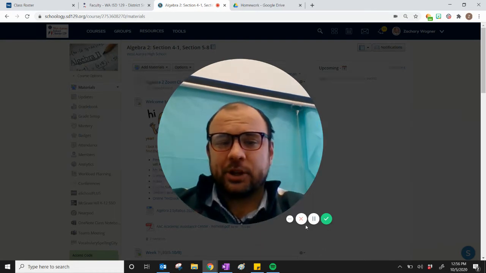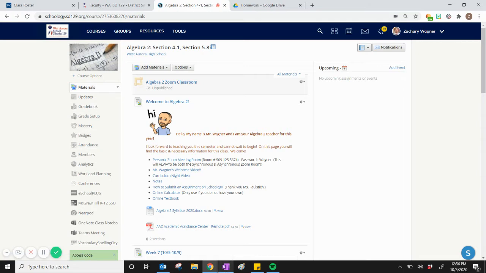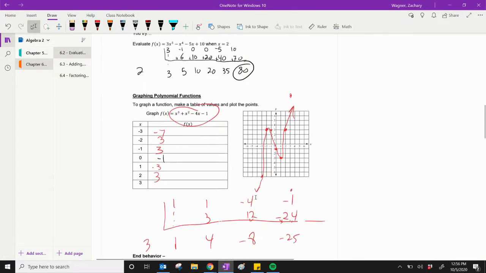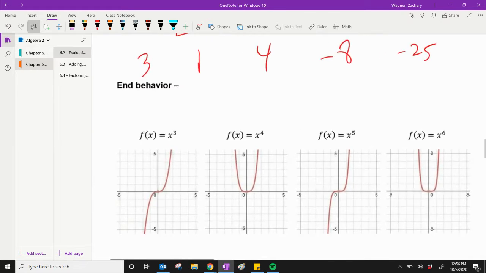I'm currently living inside a computer, and let's jump into some more polynomial action. Today, what we're going to go over is this little thing called end behavior, as it deals with the graphs of polynomial functions. And then we're going to move into adding, subtracting, and multiplying of polynomials. So we'll start right here.